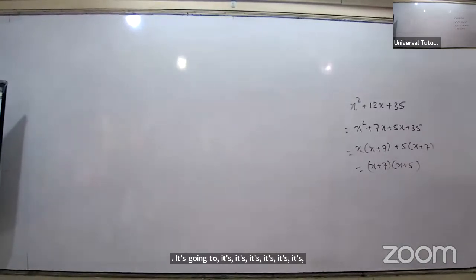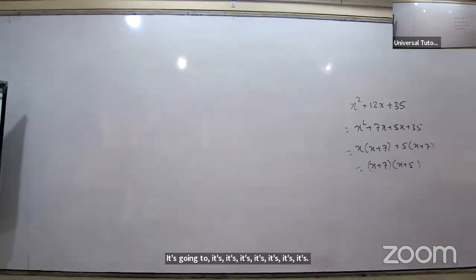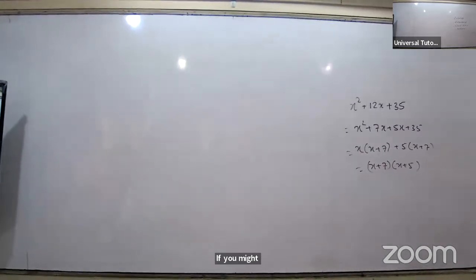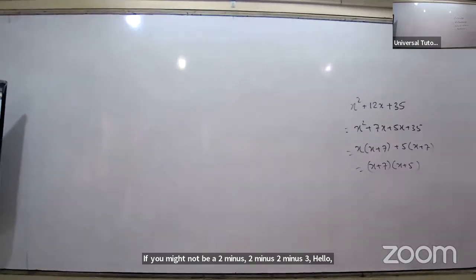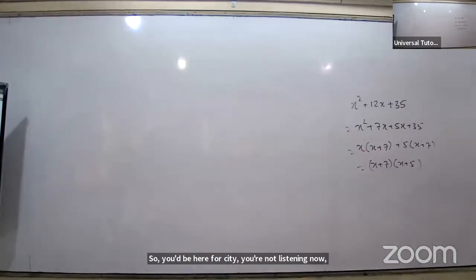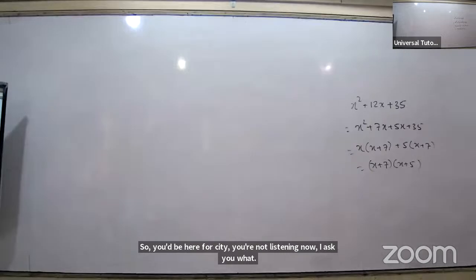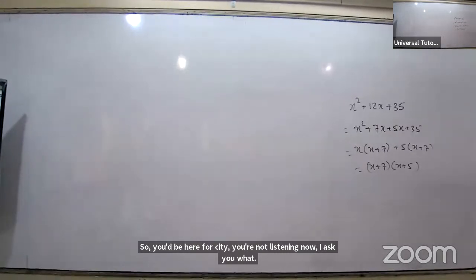A cube minus B cube minus 3AB into A minus B. No, it's wrong. If you get a question, you're not listening. I asked you what is A minus B whole cube. So then 3AB into A minus B. So we say you learn now, one minute is over.